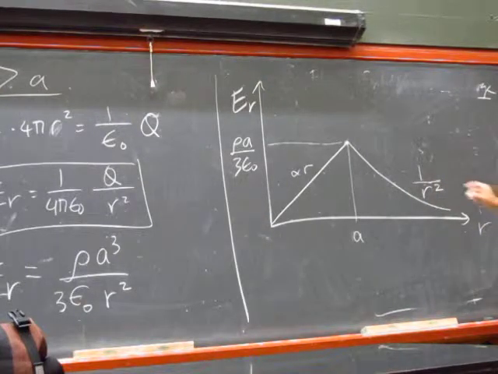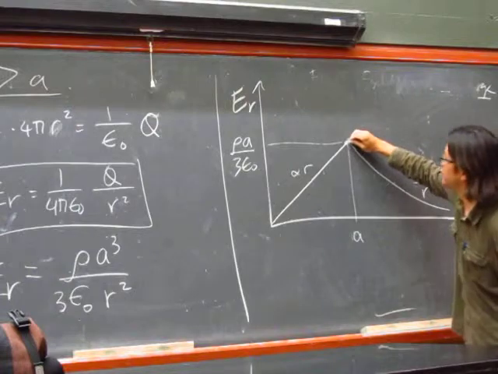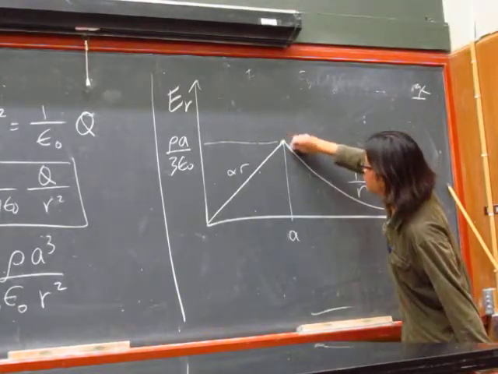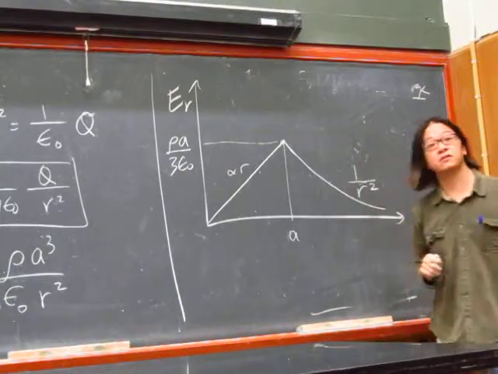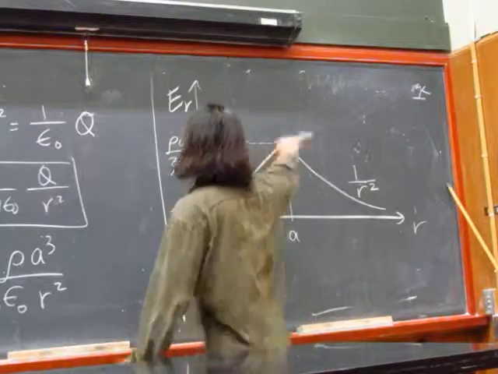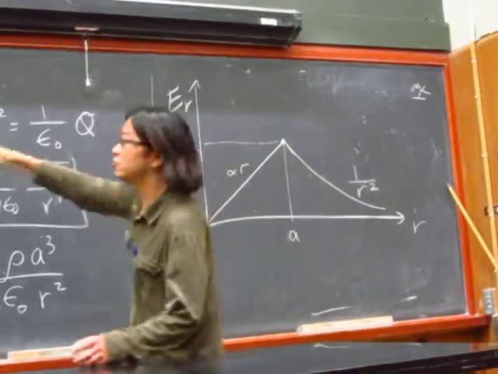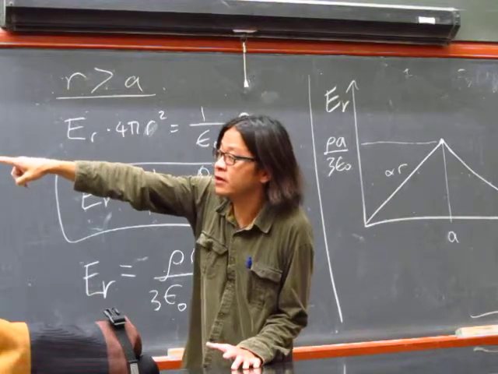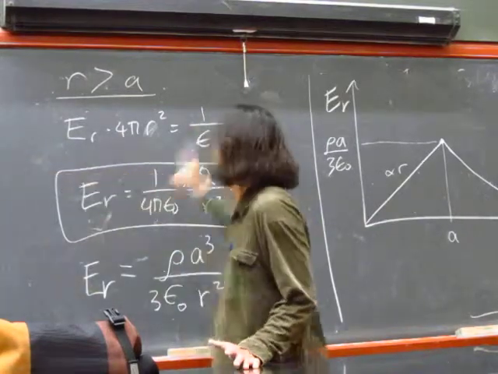Okay, so there is no discontinuity here in the electric field, but there is a change in the slope. And you don't have to know all that. You can just substitute for Q equal to 4 pi over 3 rho times a cubed, and then you'll get this.